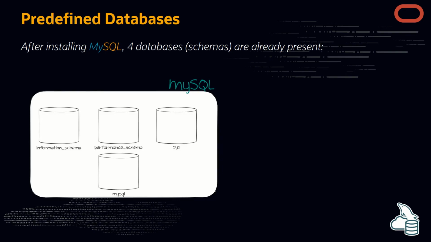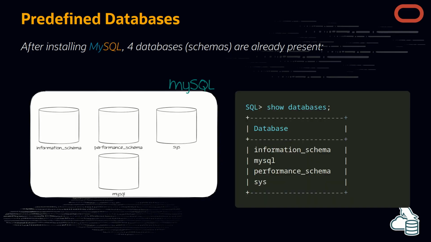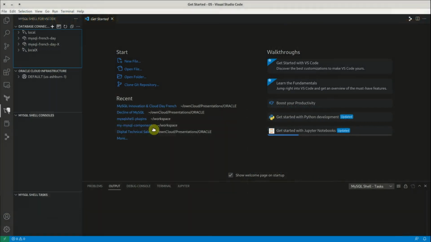When we have installed MySQL the first time, we have four predefined databases, so four predefined schemas that are already present: information schema, performance schema, sys schema, and MySQL. MySQL is the one with all the system data. So we do show databases and we can see the four schemas. Here with Visual Studio Code, I will show you how we can find that.